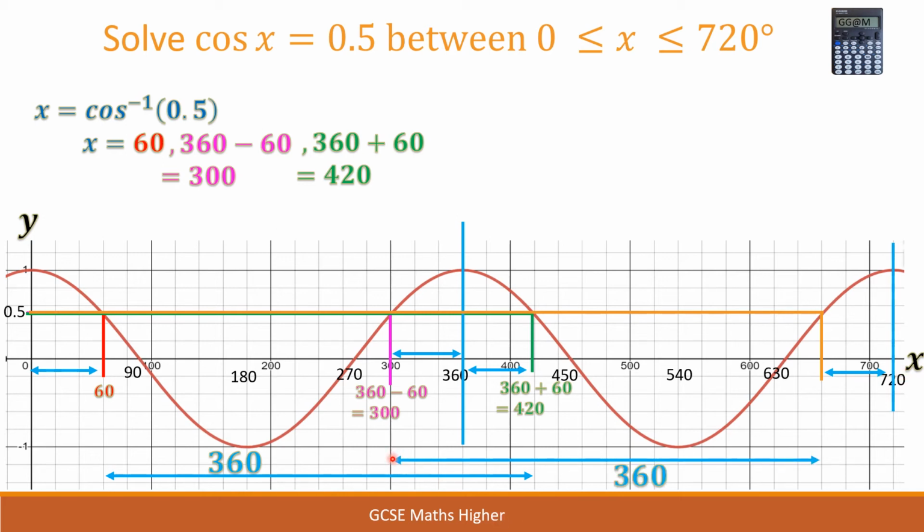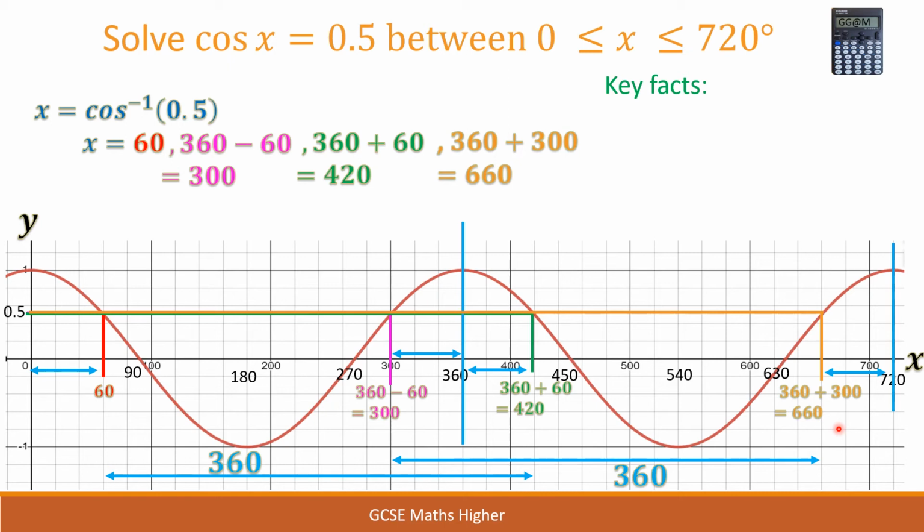We also know that we were at the point 300 and the curve repeats every 360. So if I add 360 plus this 300, that will also give me my fourth angle. There are a couple of ways of doing it. 360 plus 300 gives you 660. It's also the same as 720 take away the 60 that we had. That will also give you your fourth angle of 660.